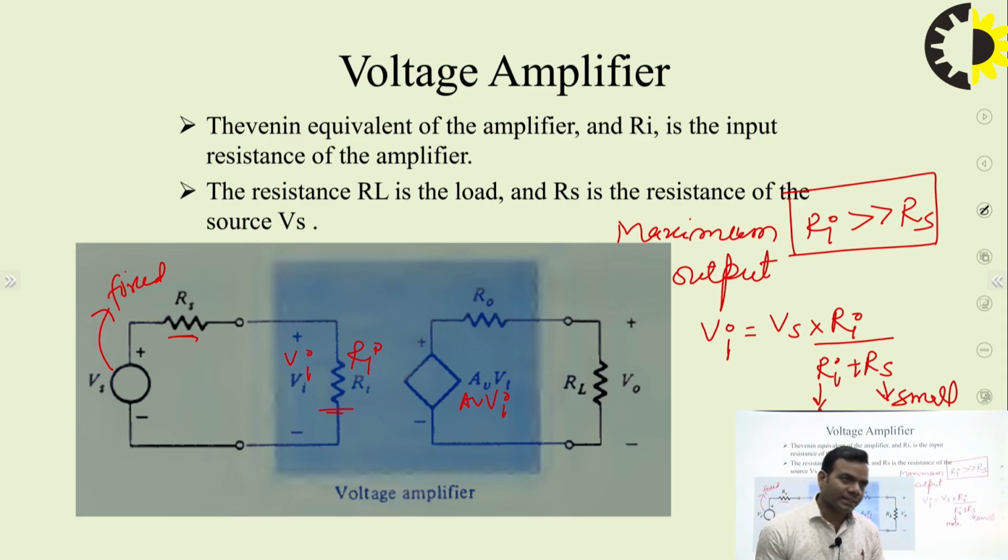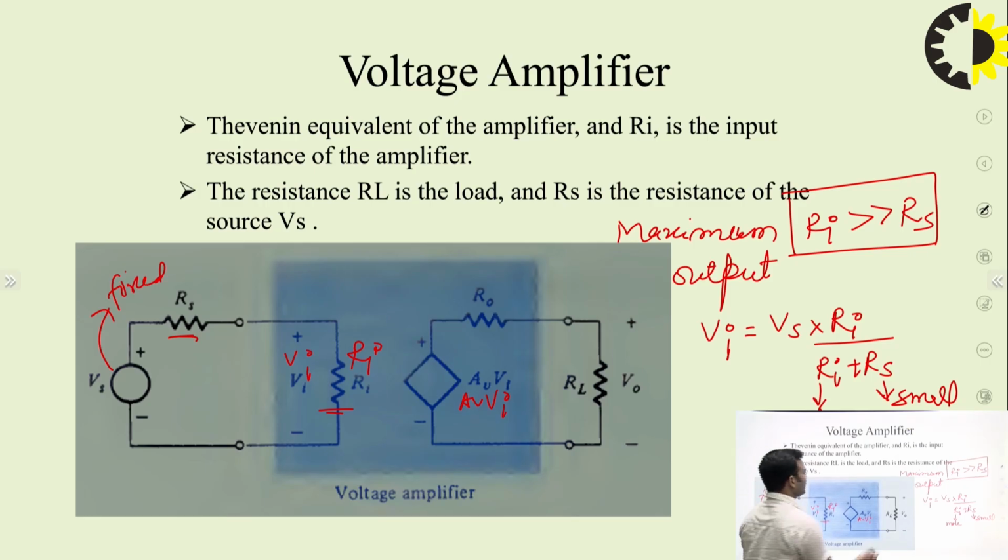So ideally we can say, practically it should happen that Ri should be much greater than Rs. And ideally we can say that Ri should be infinite, or we can say Rs should be 0. If Ri will be infinite, then whole voltage Vs will come across Ri and we can get maximum Vi, and by this maximum Vi we can get AV Vi will be more and we can get more output voltage. This is what we can maximize from this input side.